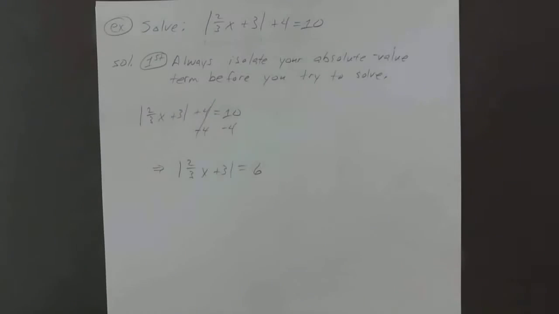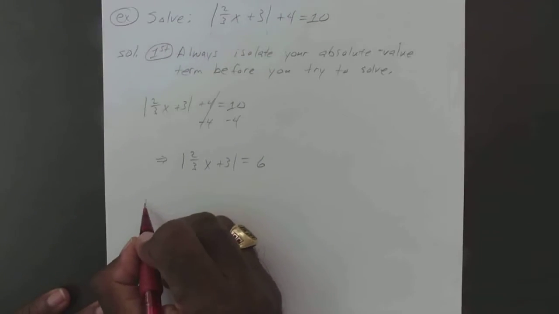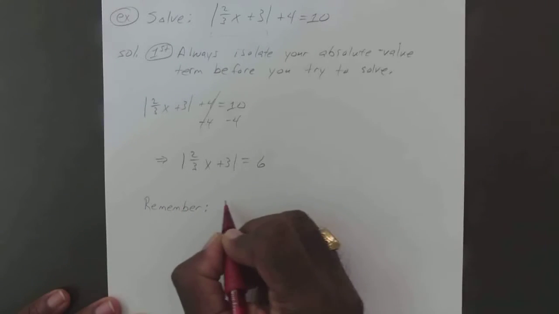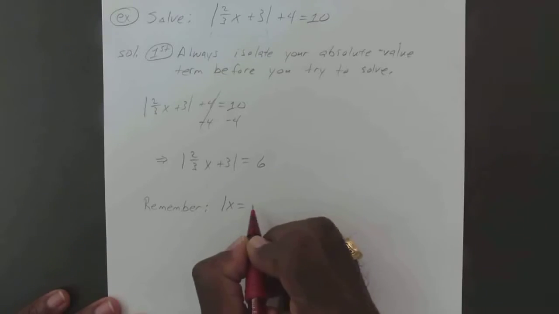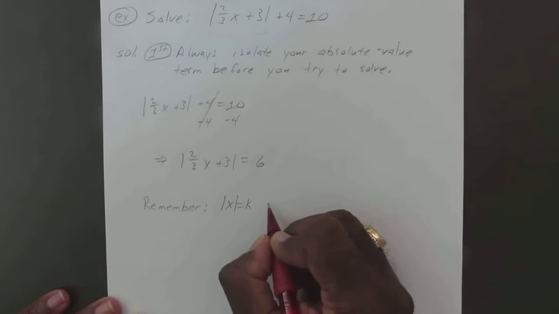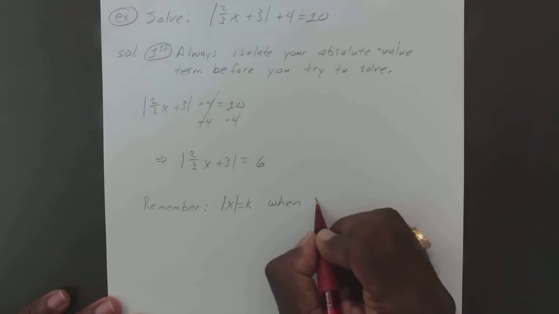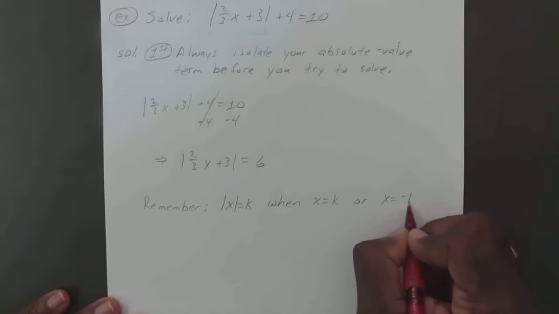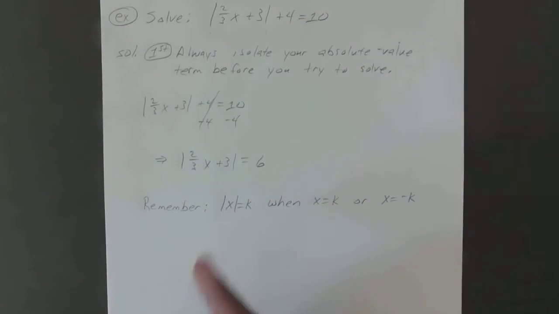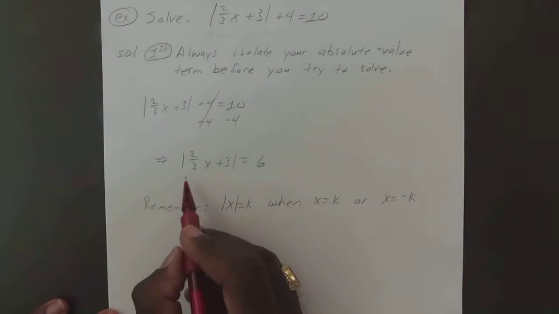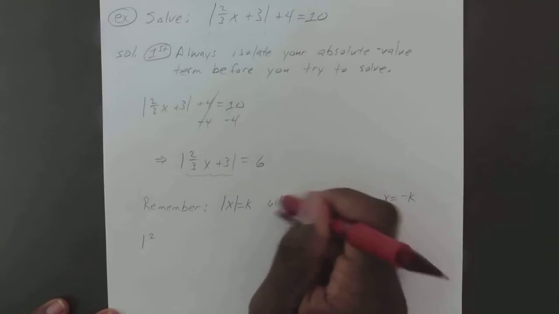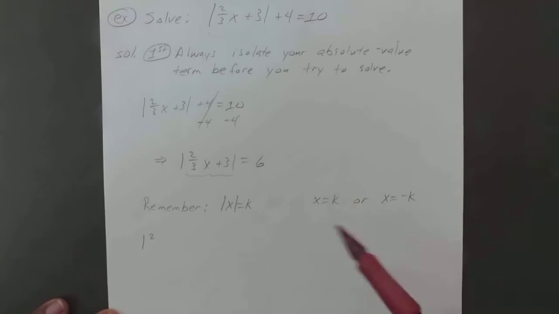All right, so now that we have it isolated, we just have to remember: absolute value of x equals k means x is equal to k or x is equal to negative k. So we apply that to this. Actually, it's not "when", it's "means". Probably more accurate.